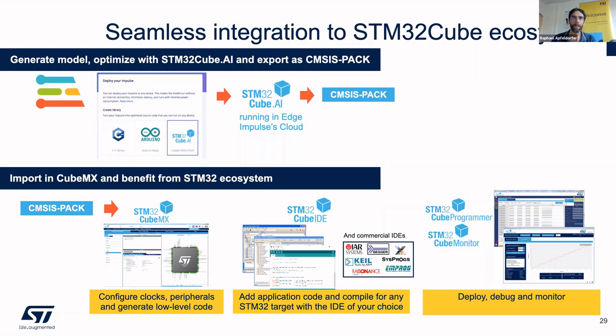For neural networks, ST provides a tool called STM32Cube AI that converts the model generated and trained with Edge Impulse into an optimized C model. This conversion is transparent to you because the tool is called directly in the cloud and exports optimized C code as a CMSIS pack library. Then this library can be imported into STM32CubeMX and used in the full STM32Cube environment. So you benefit from all of the configuration, the porting to different STM32 MCUs, and some low-level code generation or configuration by the UI. You can add your application code on top with the IDE of your choice and have a wide range of available tools for programming, debugging, or monitoring the code execution.